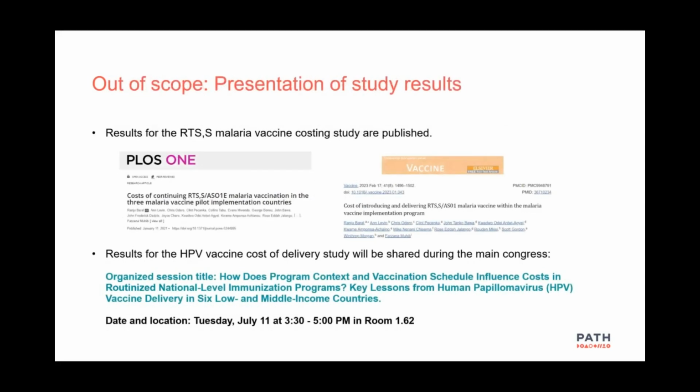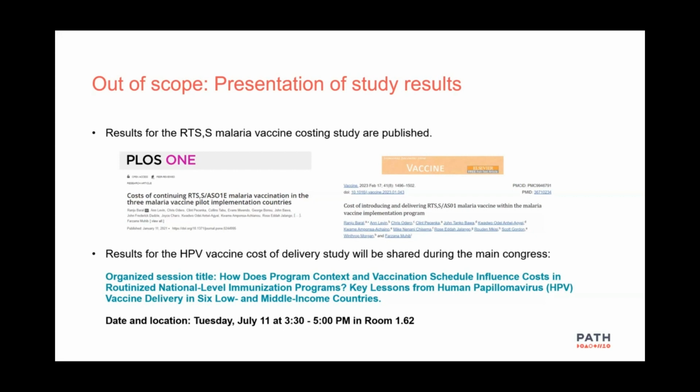What is out of scope is presentation of study results. The RTS,S malaria vaccine costing study, which Ranju will talk about, is already published, one in PLOS ONE and one in Vaccine. Rose and I worked on the HPV vaccine cost of delivery study, and we're presenting on Tuesday, 3:30 to 5. It's a tough slot, I will tell you, there's so much going on during that time, but if you're interested in our results, we have quite an interesting presentation looking at the results from the study and the topics that we cover.